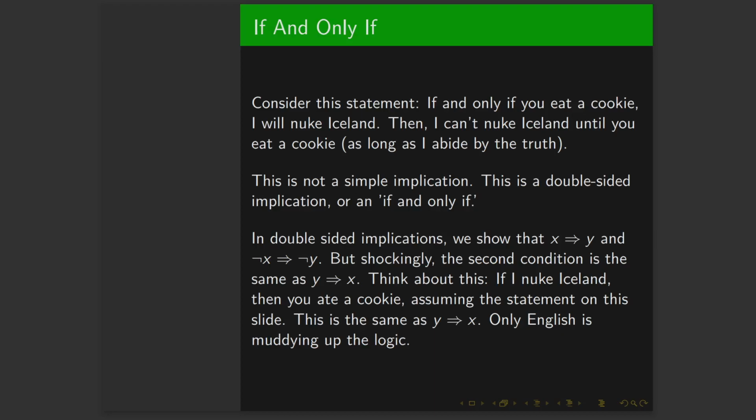Think about this. If I nuke Iceland, then that means you ate a cookie. Does that make sense? Assuming that the only time I'll nuke Iceland is when you eat a cookie. If I nuked Iceland, then we know that you ate a cookie. So not X implies not Y is the same as Y implies X. This is really confusing. We'll talk about it a little bit later. But we have to show that X implies Y in the first part. So that's our first thing we need to prove. And then we have to prove the second thing. Usually it's Y implies X, or you can show not X implies not Y. English is what's really making this logic kind of hard to understand.